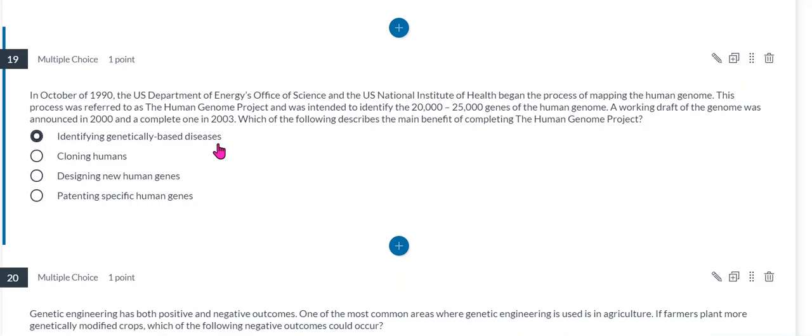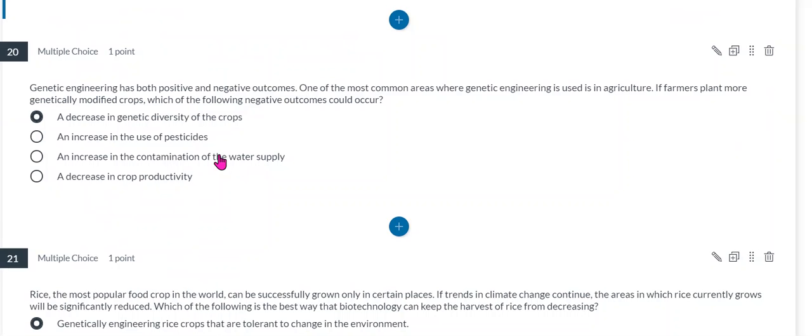Number 19, the question is asking, in October 1990, the U.S. Department of Energy Office of Science and U.S. National Institute of Health began the process of mapping the human genome. This process was referred to as the Human Genome Project, and was intended to identify 20,000 to 25,000 genes in the human genome. A working draft of the genome was announced in 2000 and a complete one in 2003. Which of the following describes the main benefit of completing the Human Genome Project? We pretty much track down all the genes in our body that help us to identify genetically based diseases.